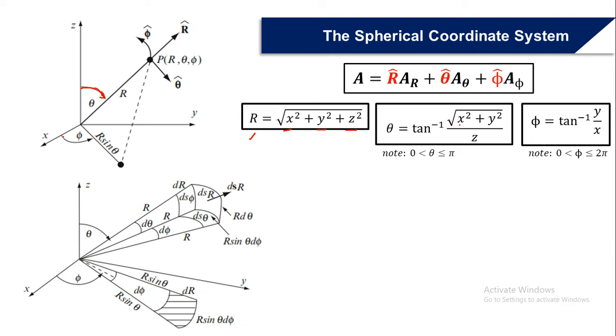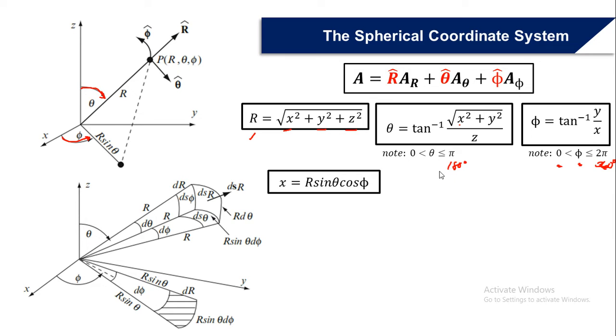Ito yung angle na yan. Okay? It is equal to the arctan ng x over y. So, take note na yung ating phi is from 0 to 2 pi, so 360 degrees. Sa theta naman, 180 degrees. Okay. Mamaya, gagamitin natin yan.